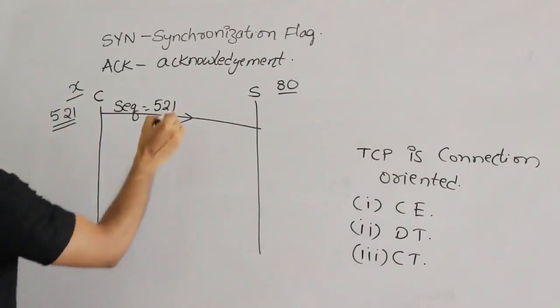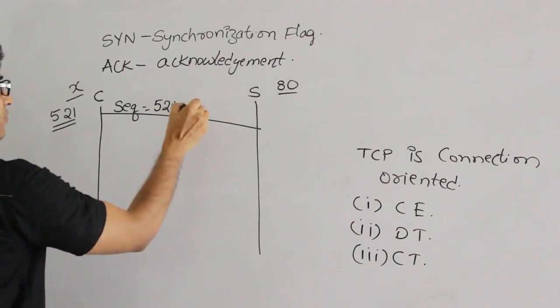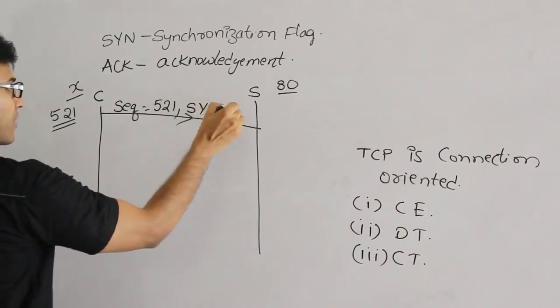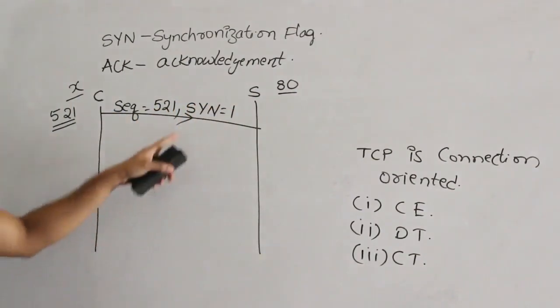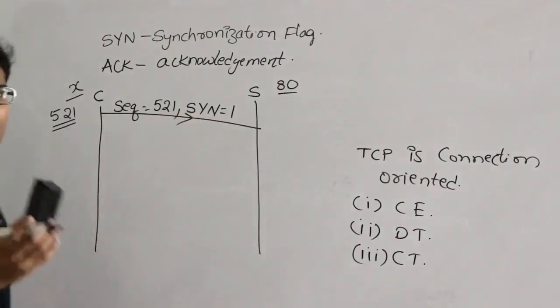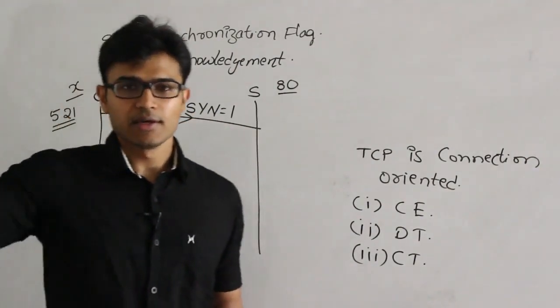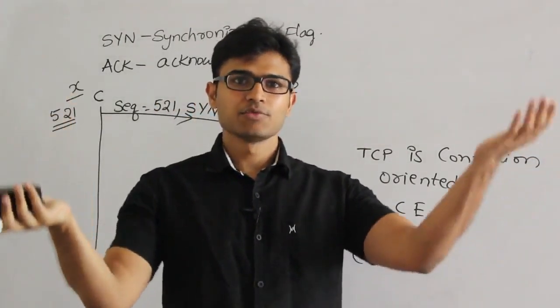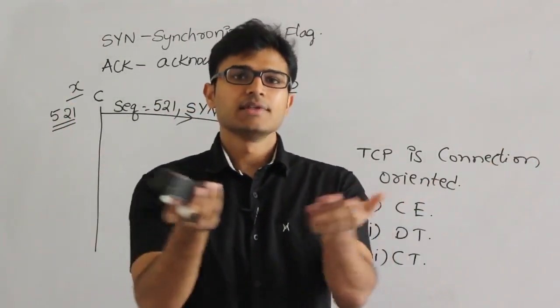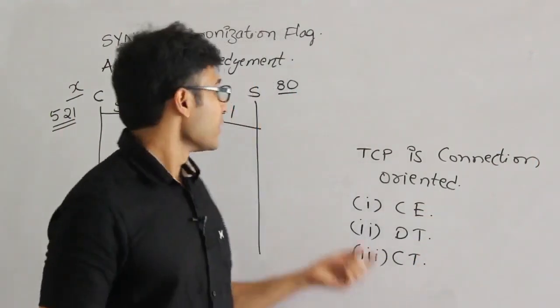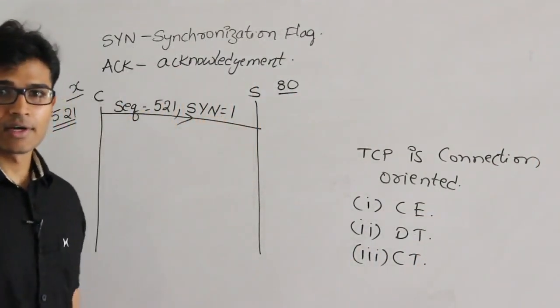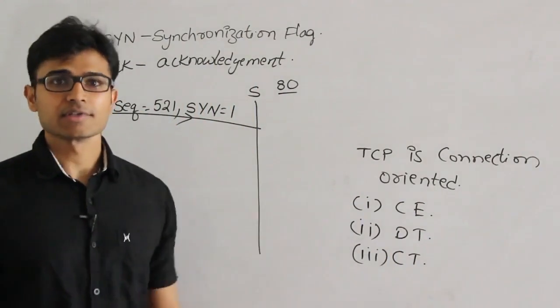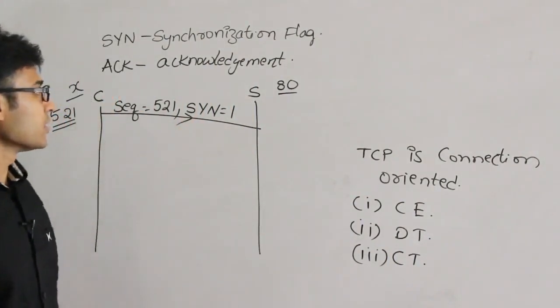And along with this you are going to indicate that this is the first packet, or this is the first sequence number. So the SYN flag is used to synchronize the sequence numbers, which means here there is a different sequence number and here there is a different sequence number, and both of them should know what their sequence numbers are. The SYN flag is used for synchronization. Therefore putting SYN equal to 1 is nothing but we are saying that this is the first sequence number I am using. So SYN equal to 1, right?